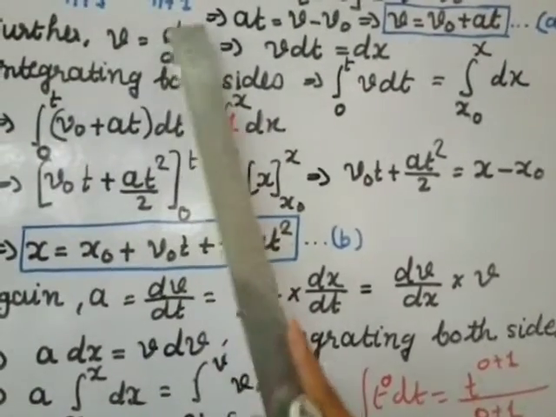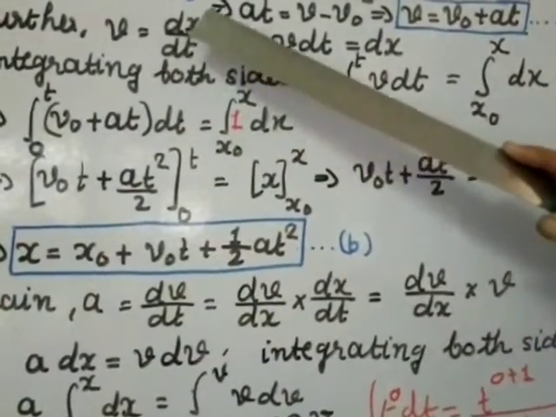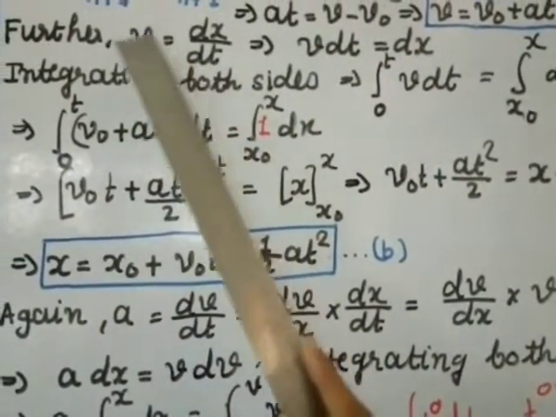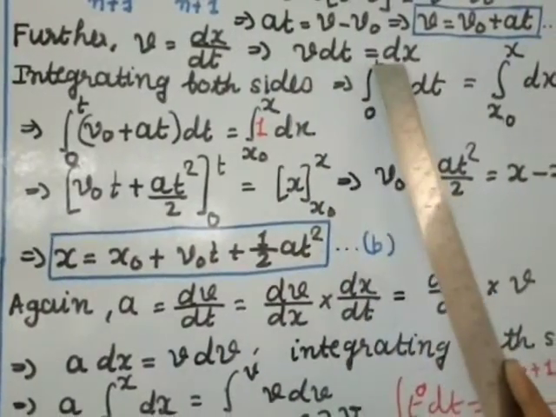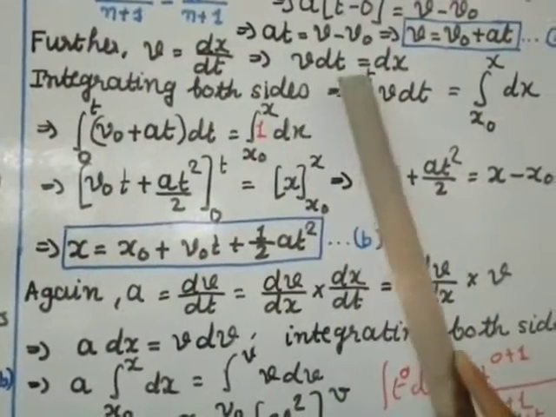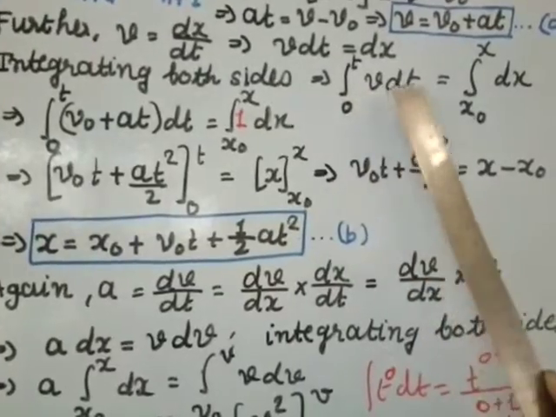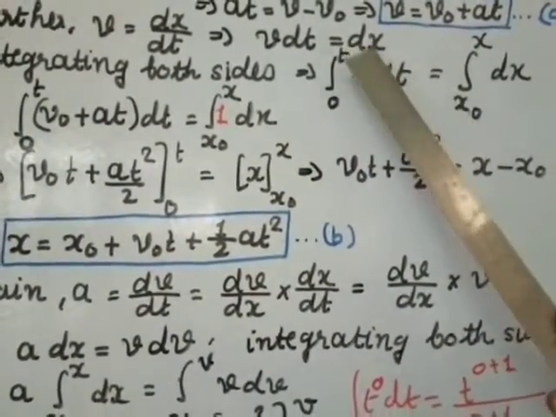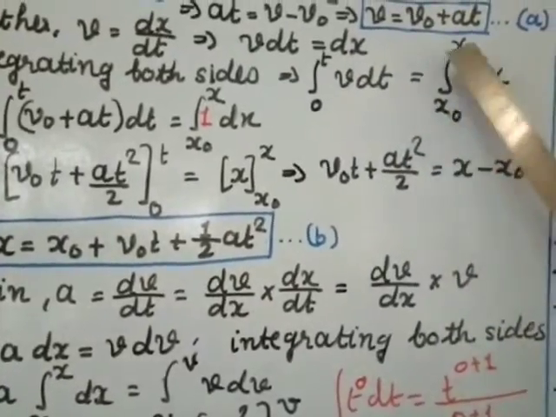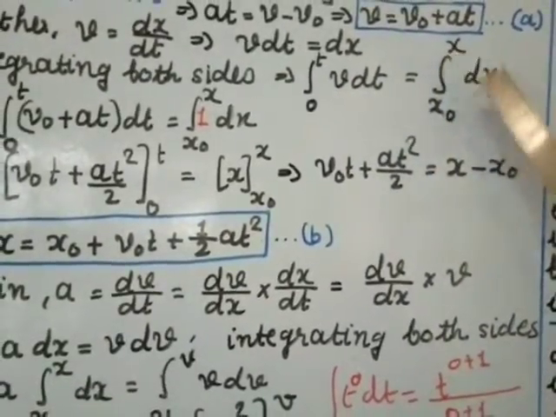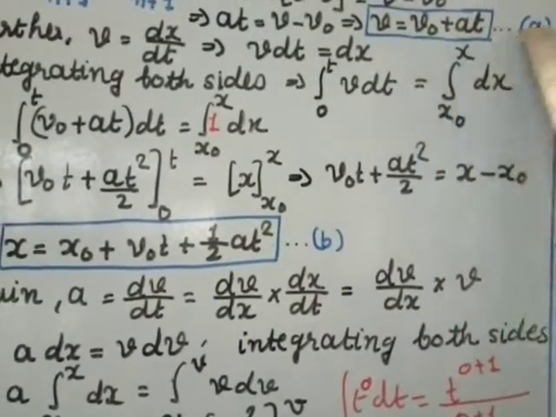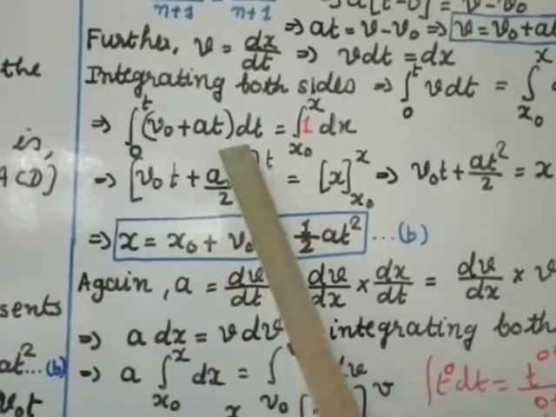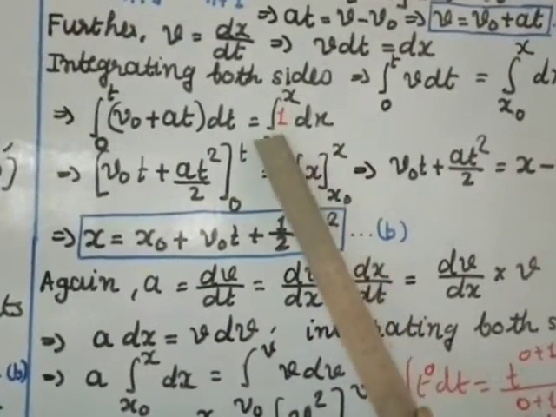Further, v is equal to dx by dt. This rate of change in displacement with respect to time is velocity. dt you transfer over here. So v dt is equal to dx. Integrating both the sides: integral 0 to t v dt. It is with respect to t, so the limit will be in terms of time, equal to, this is displacement, integral x naught to x, initial position to final position, dx. Now v value put from equation A, v0 plus at. So I put v0 plus at, integral 0 to t dt equal to integral x naught to x 1 dx.